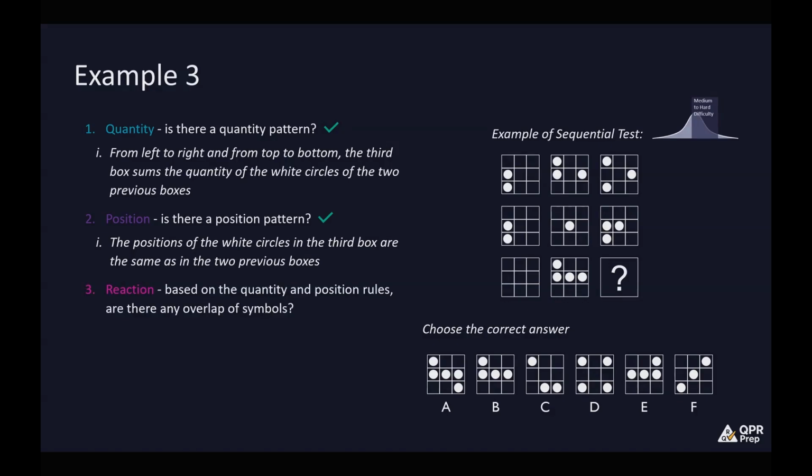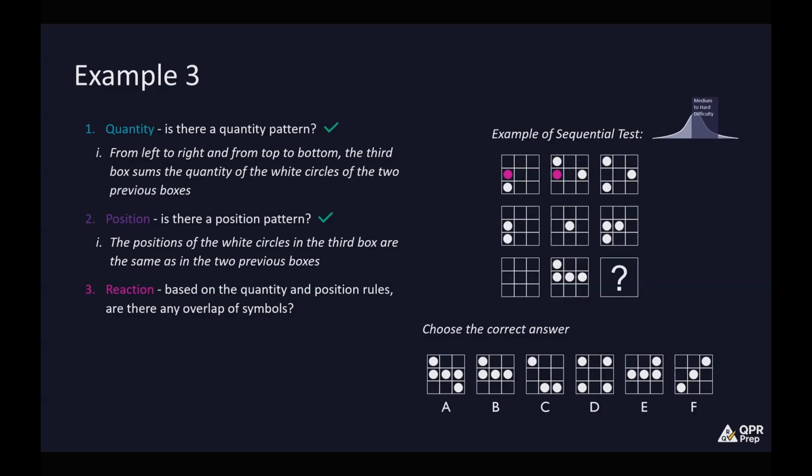When we now try to identify the reaction pattern, let's look at the top row from left to right. According to the quantity rule, the 3rd box should sum up the white circles from the previous 2 boxes. And according to the position rule, the white circles should stay in the same positions in the 3rd box as they did in the 2 previous ones. When we apply these rules, we notice that 2 of the white circles will have the same position in the 3rd box. I have highlighted them pink here to make it easy to follow.